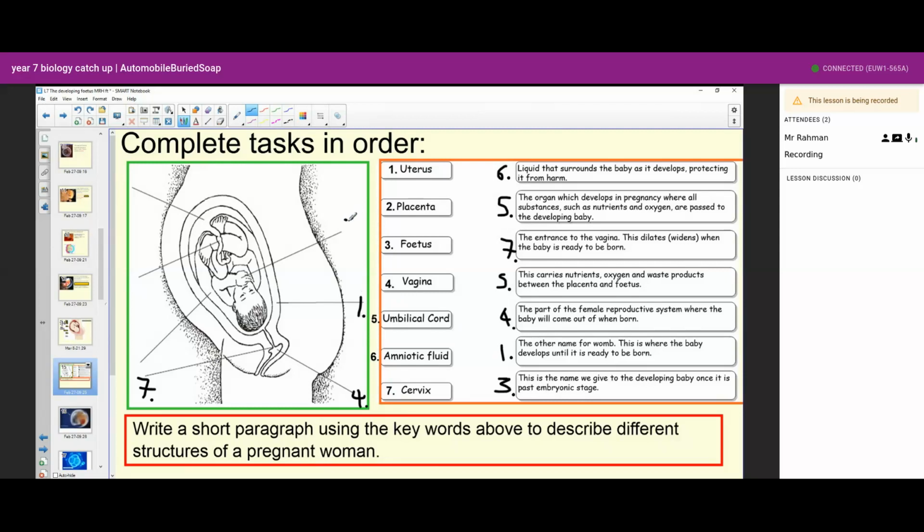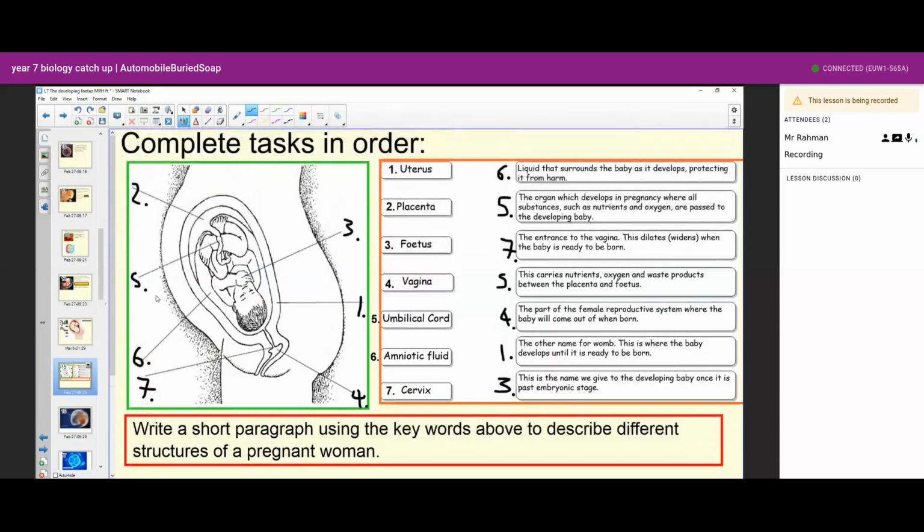We've got the fetus. It's here. The amniotic fluid. This one, number 6. The umbilical cord is here. That's number 5 here. Placenta is number 2 here.